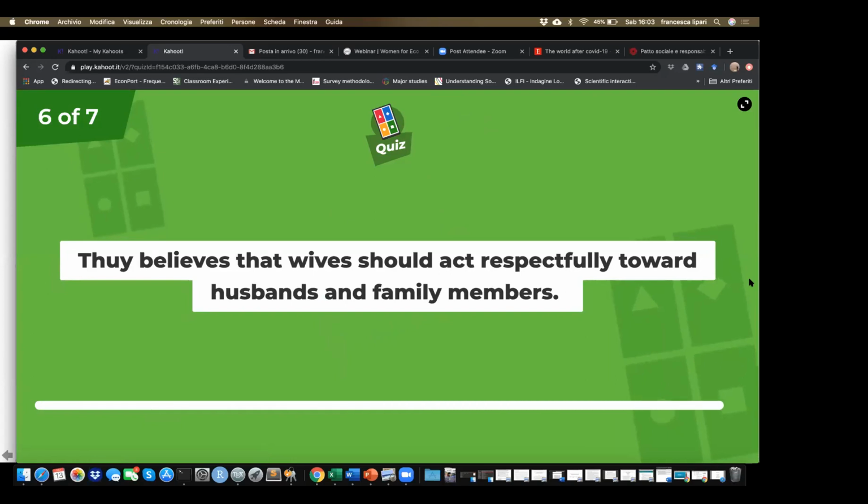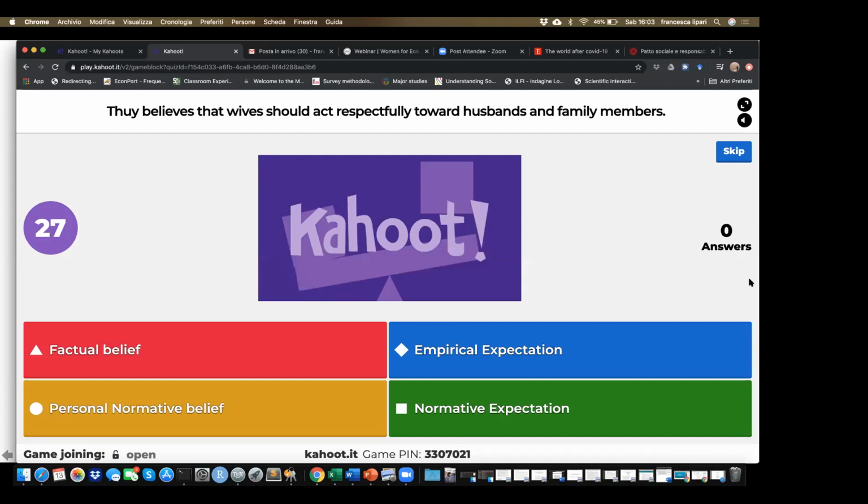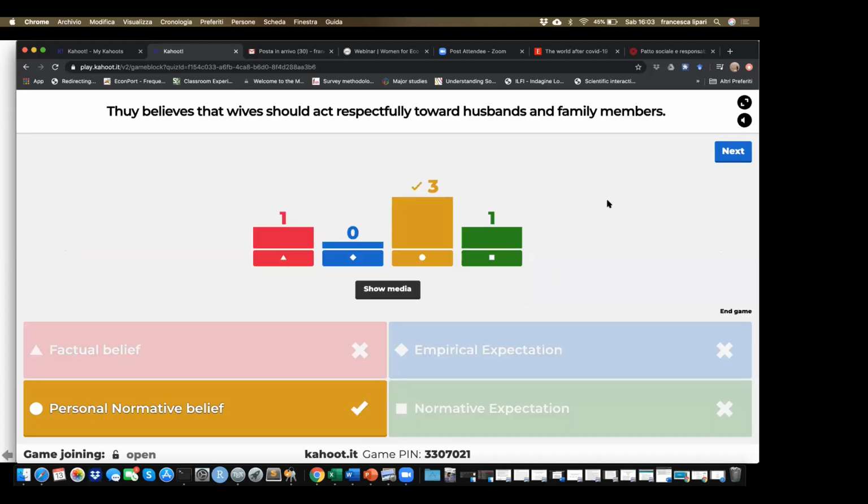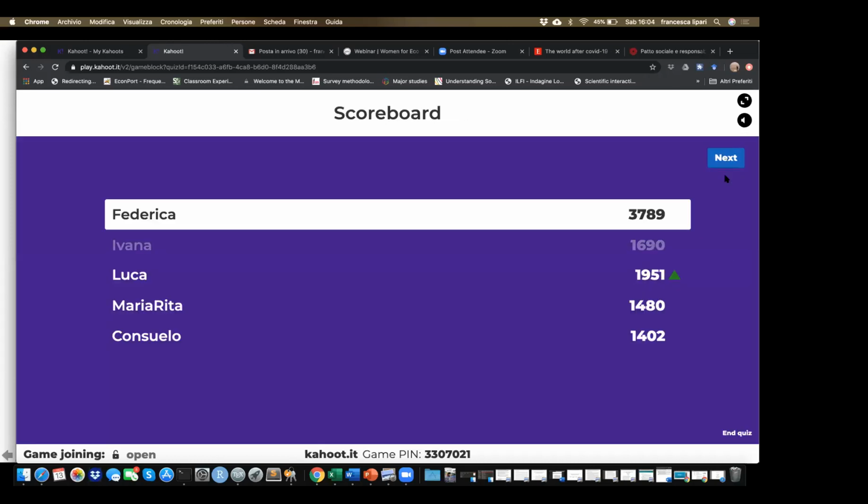So Dewey believes that wives should act respectfully towards husbands and family members. There is a typo again. This might be a tricky one. Now I see that it might be a tricky one. Again, factual, personal, empirical, or normative? For answer 5, it is a personal normative belief. Good call. Let's see. Luca is there.